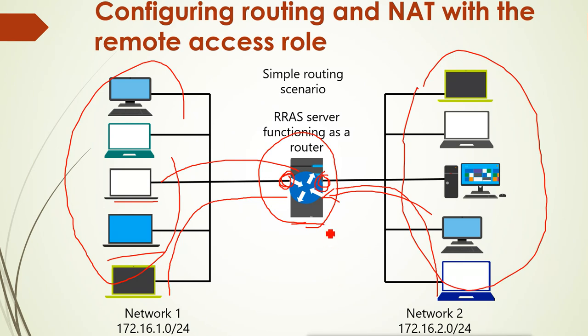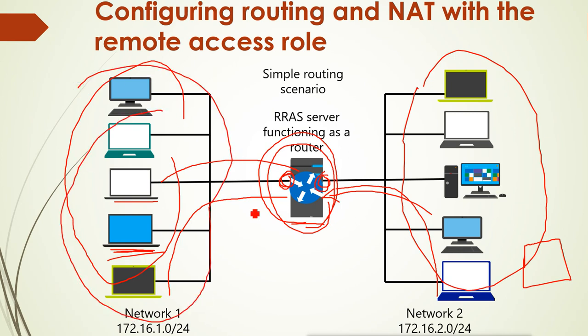Then we can also enable this server to act as a DHCP relay agent. Suppose we have two networks here, and in one network we have a DHCP server, and in the other network we don't have a DHCP server. If these clients want to get an IP address from the DHCP server, they will send a broadcast discover packet in their network, and the router will not forward a broadcast packet. So if this becomes the relay agent, it will take the DHCP broadcast from here and forward it directly to this DHCP server on the other side.